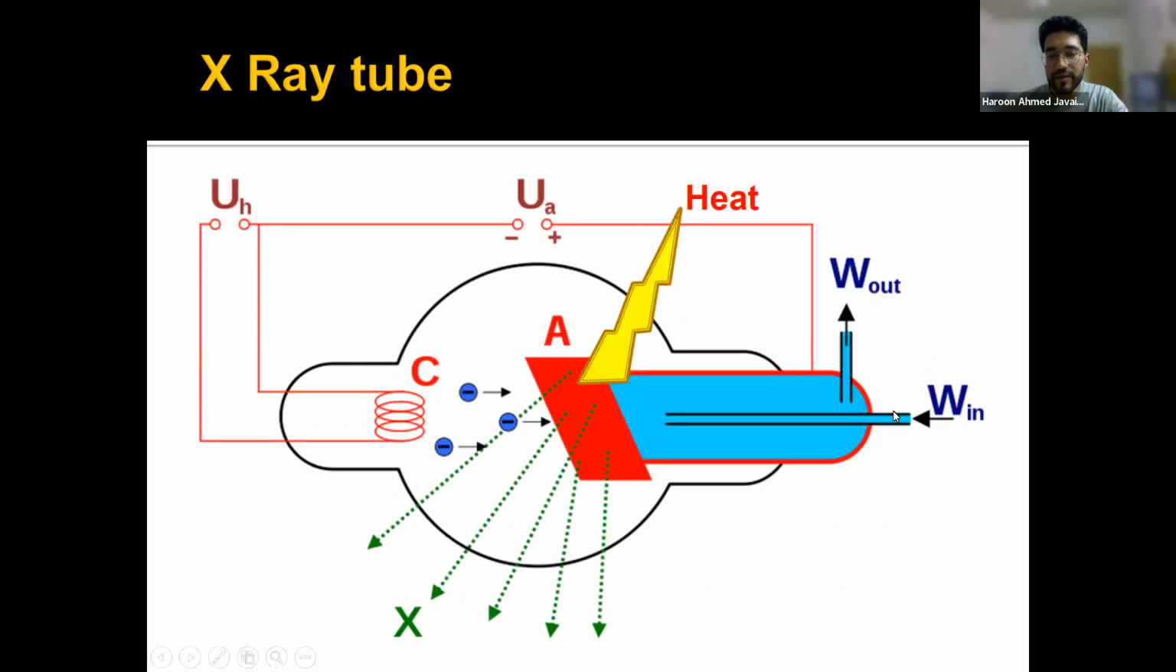So over here in this slide, we can see that there is water in, water out. This is the cooling method. This is the amount of energy or heat that's produced. This is the useful light.